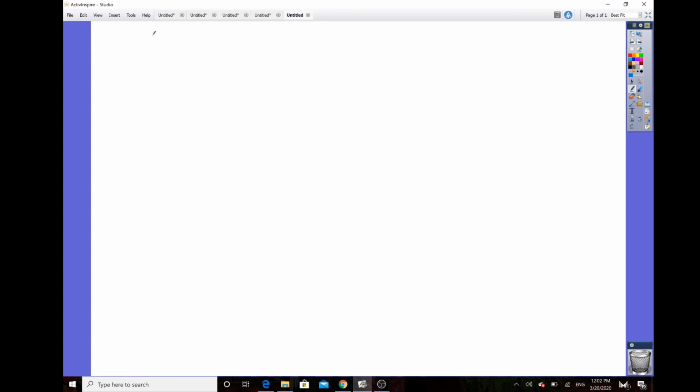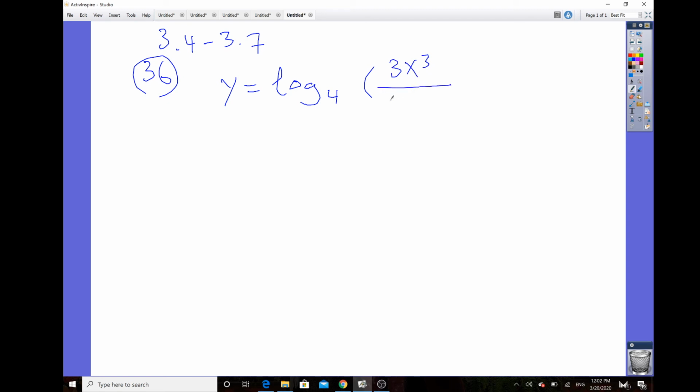Okay, so for 36, you want to differentiate each function with respect to x. This one is from the packet of 3.4 to 3.7, number 36. It's showing that y equals log base 4 of the quantity of 3x to the power of 3 over negative 4x squared plus 3, and then to the power of 4.